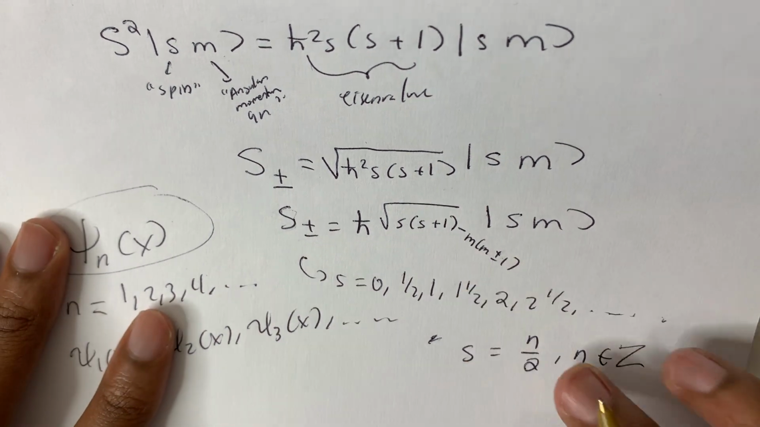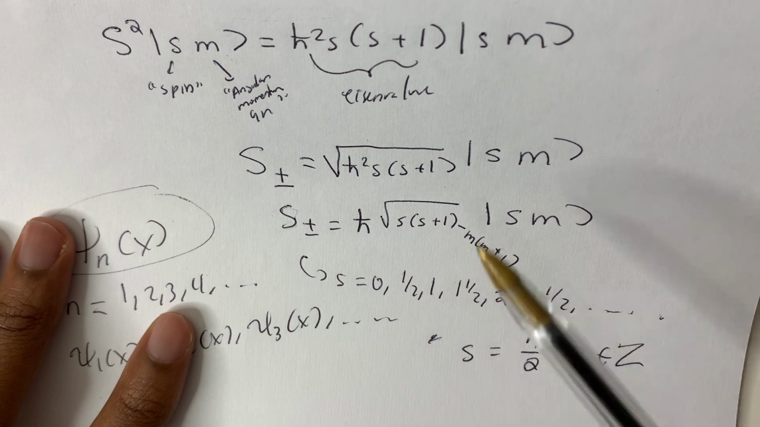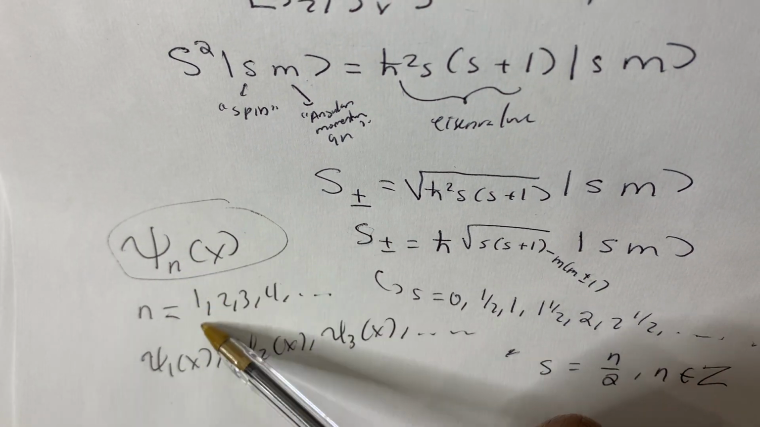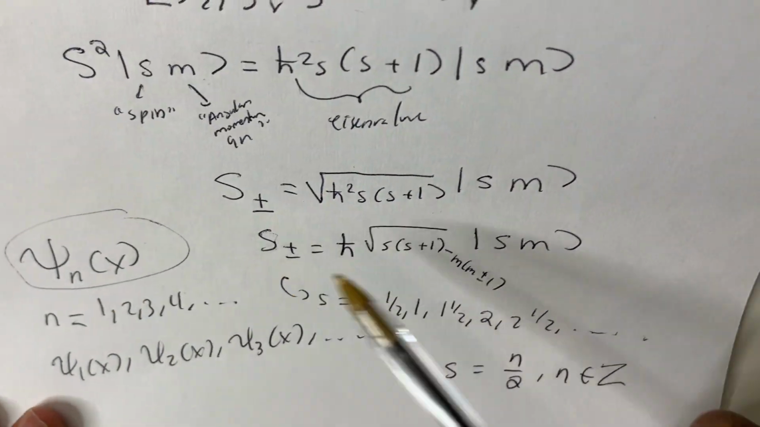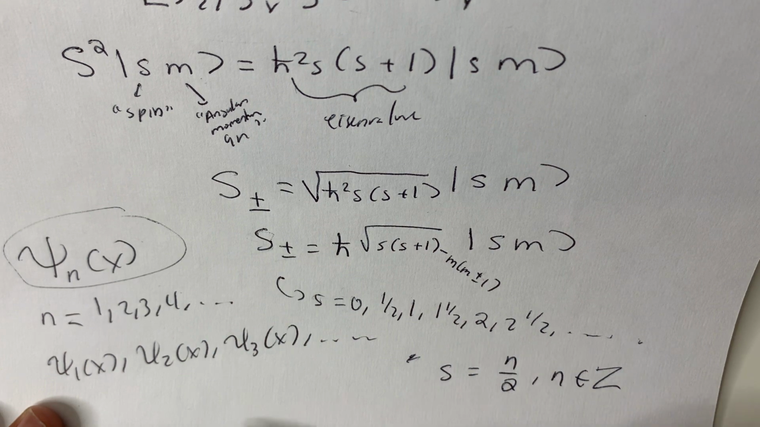So basically what we're saying here is that s is constrained to these values, sort of like how the n here is constrained to just 1, 2, 3, 4, 5, and so on. S can take on values 0, 1/2, 1, 1 and 1/2, 2, 2 and 1/2, and so on.